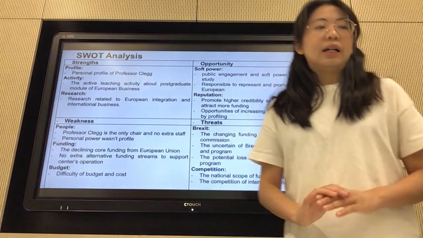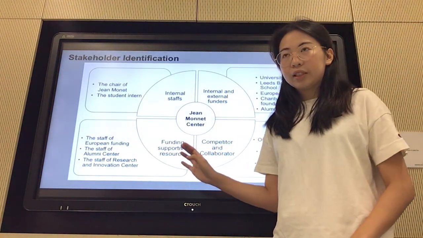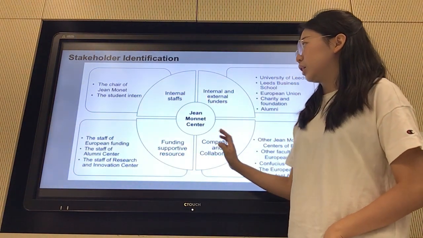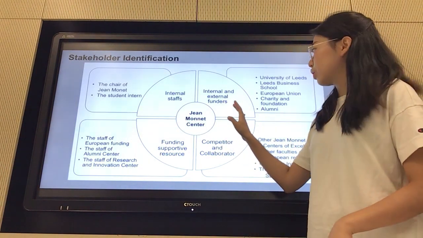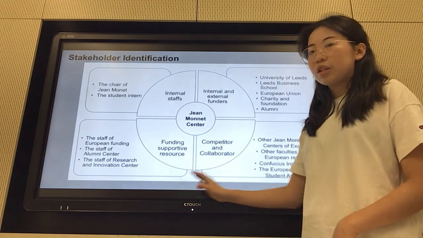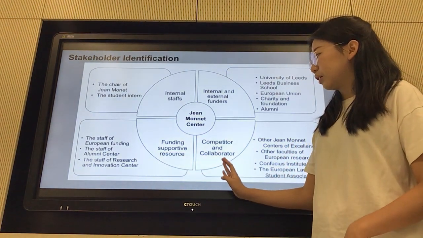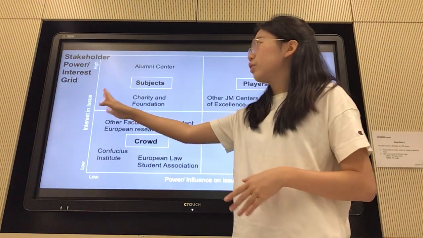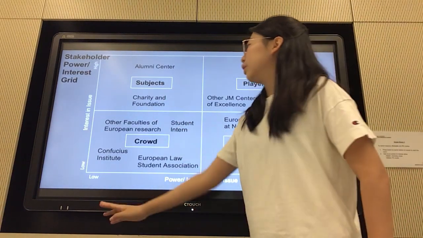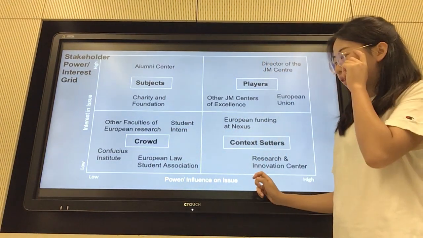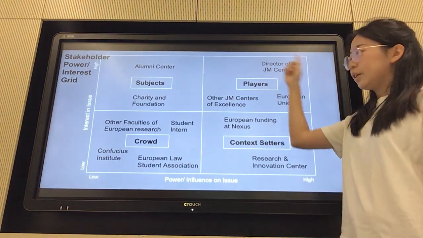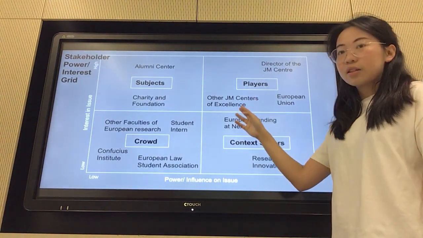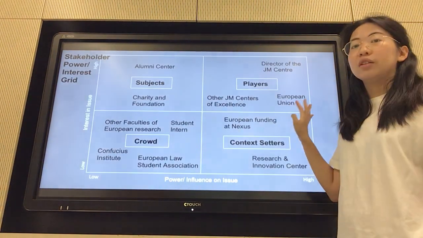In order to identify the stakeholders, I did stakeholder identification around the center, including internal staff, internal and external funders, funding-supported research and resources, and competitors and collaborators. Based on their power and influence, I graphed the stakeholders on different issues, and I identified that the key players are the directors of the Jean Monnet Centers, the Jean Monnet Centers of Excellence, and the co-funders of the European Union.